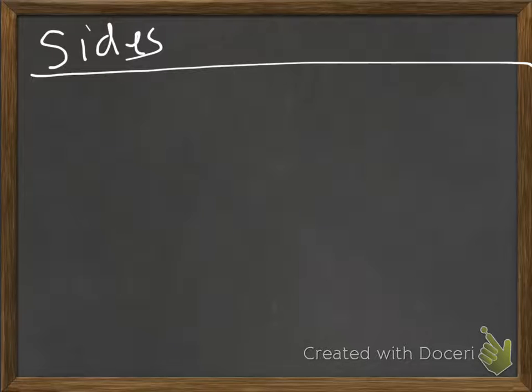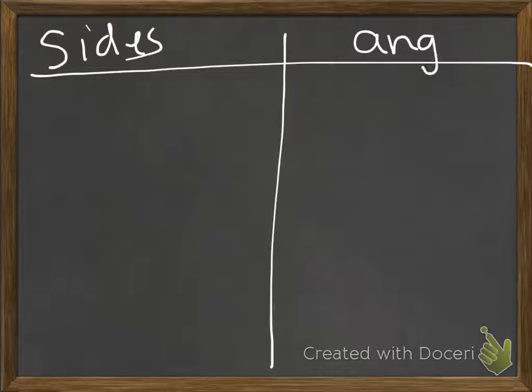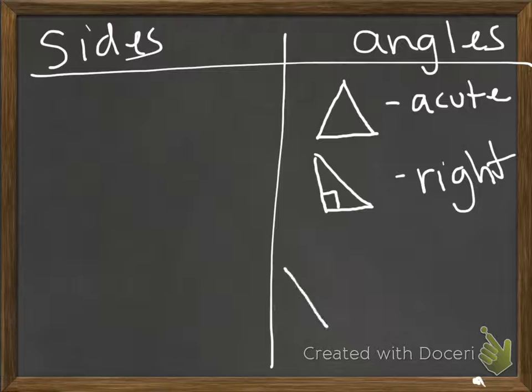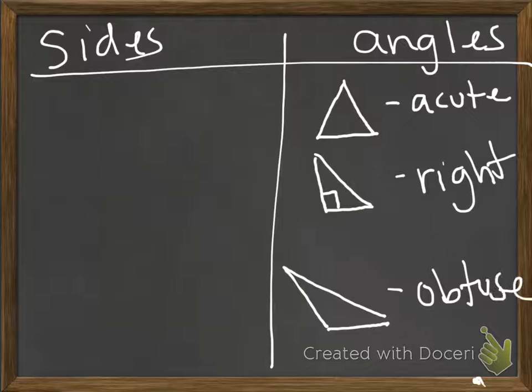So let's talk about triangles. You can measure triangles by sides, or you can measure them by angles. And since we just talked about angles, let's start with that one. If you have a triangle that has three acute angles, it's called an acute triangle. If you have a triangle with one right angle, it is called a right triangle. And if you have a triangle with one obtuse angle, it is called an obtuse triangle.